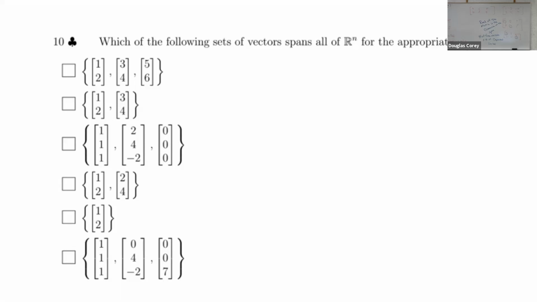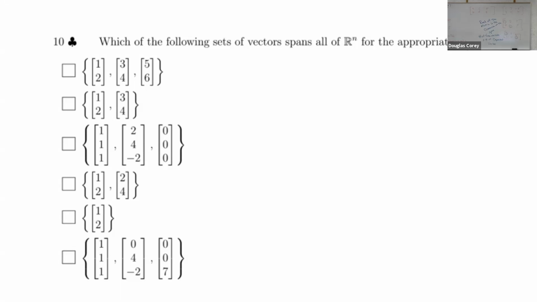So how about this one? Will this span R3? Does it span all of Rn for the appropriate n? Here we only have 2-dimensional vectors, right? We only have an X and Y, we don't have an X, Y and a Z. So will that span R2? We already saw, hey, these two are enough to span R2, even without that one. And so we already know that those are good. How about this one?